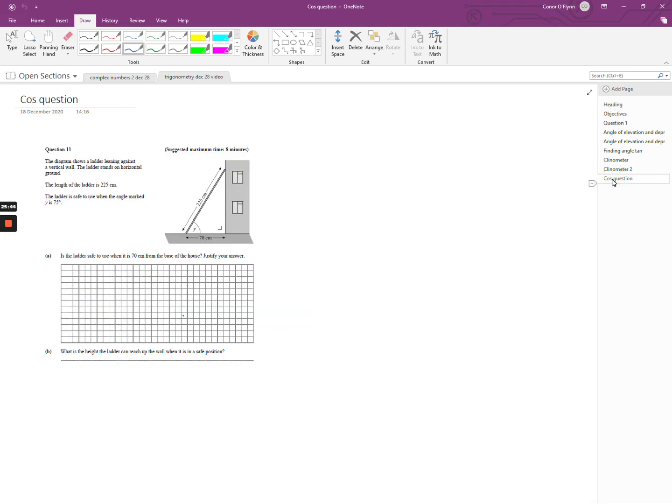That type of question. Okay, so the next one, again, a bit of a story. They were drawn for you. We got our ladder. Okay, so we need to get the angle. The ladder is safe when the angle marked y is 75. Is it safe to use the ladder? Okay, so we need to get y. So again, what is 70 to y? Well, that's adjacent. And what is 225? Well, that's hypotenuse.